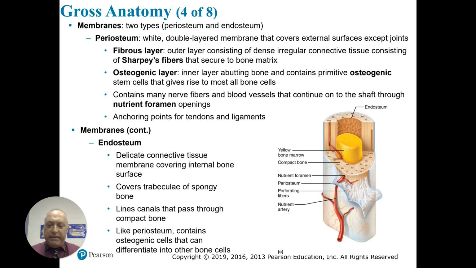The endosteum is a delicate connective tissue membrane covering internal bone surface. It covers the trabeculae of the spongy bone. It lines the canal of the compact bone, and it does contain some osteogenic precursor cells.